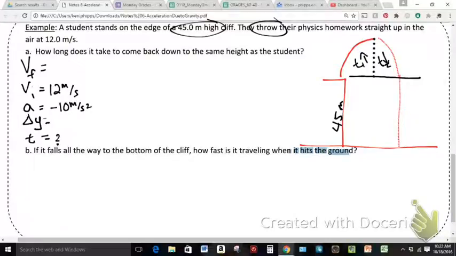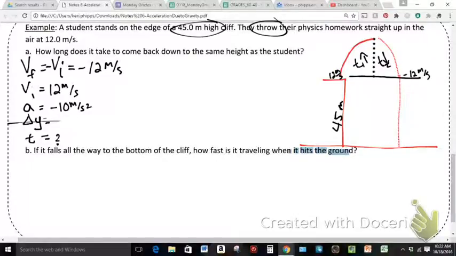But we do know from our last problem that, because of symmetry, what goes up at 12 meters per second, at that same height on the other side will be negative 12 meters per second. So our final velocity, if you talk about the same height, if we throw something up and it comes down to the same height, our final is equal to the negative of our initial velocity. That's negative 12 meters per second.